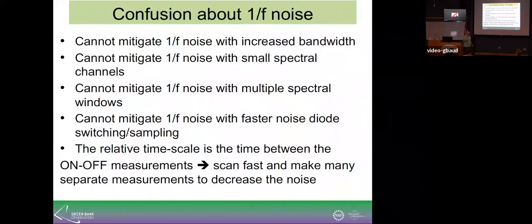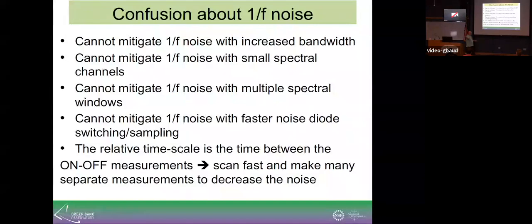Then you're going to have higher 1 over f noise. Even for point sources, it would be the time it takes to slew across the point source. So if you want to mitigate 1 over f noise with continuum observations, the trick is to scan as fast as possible and take as many observations as possible.